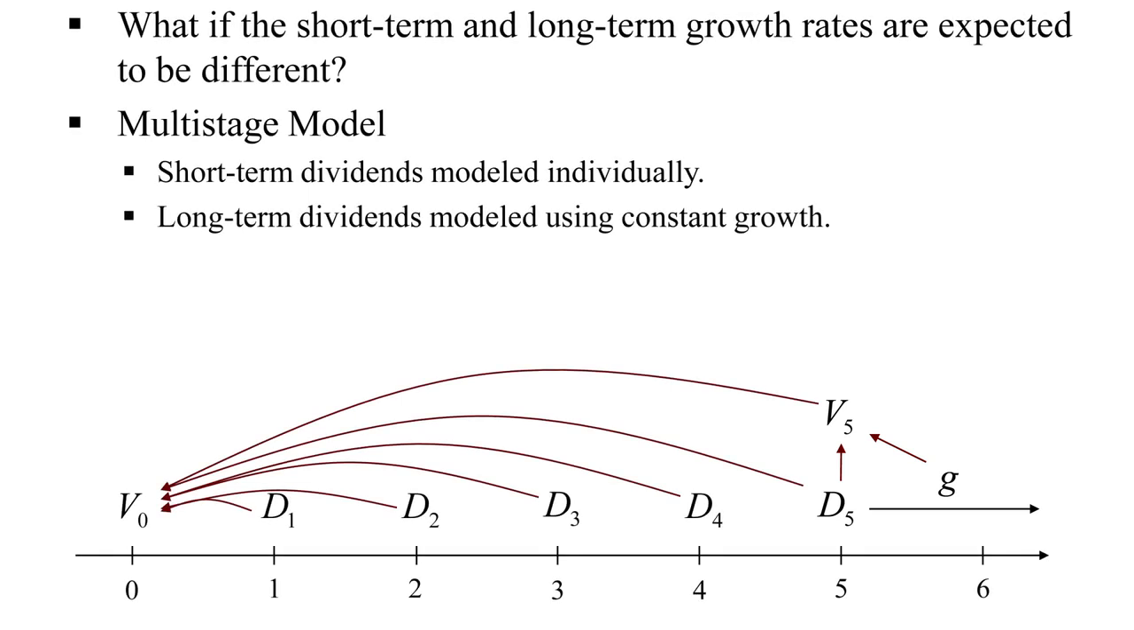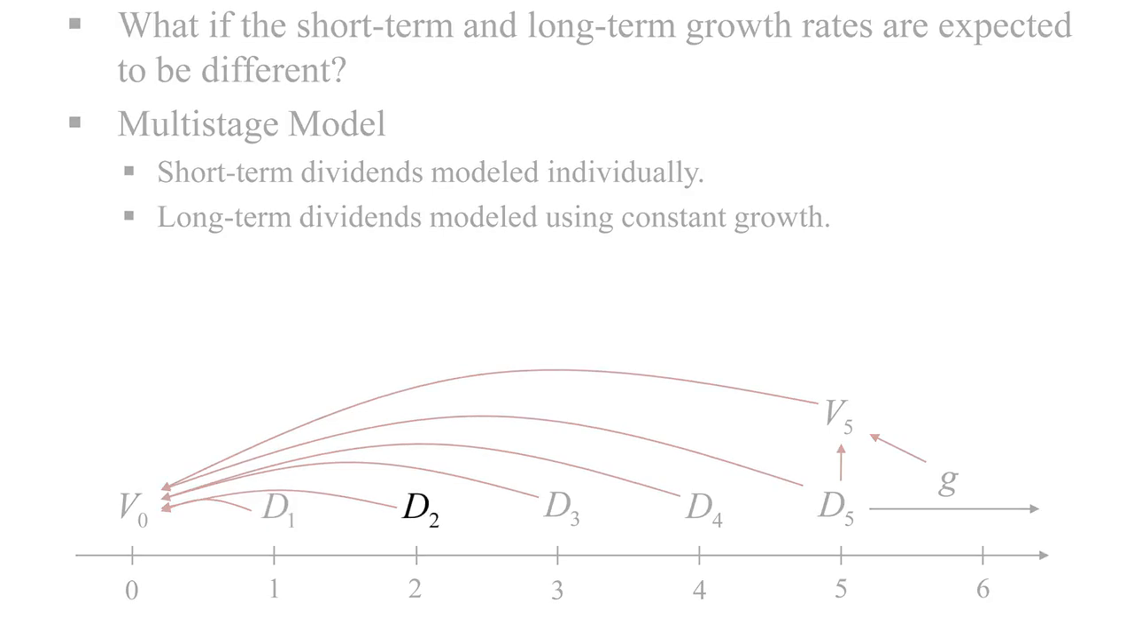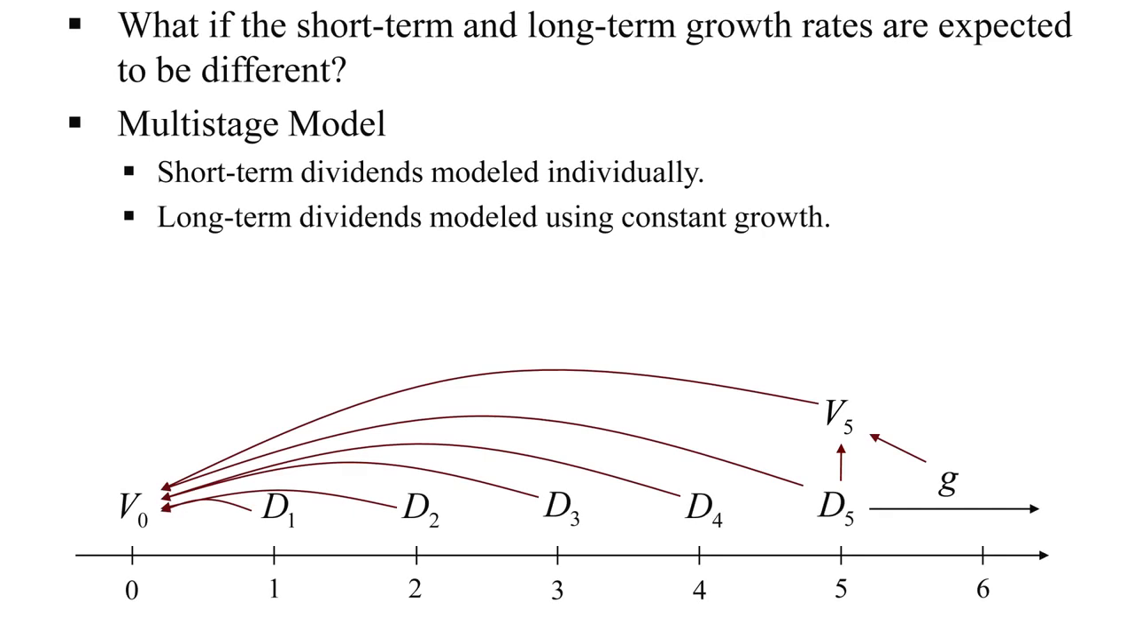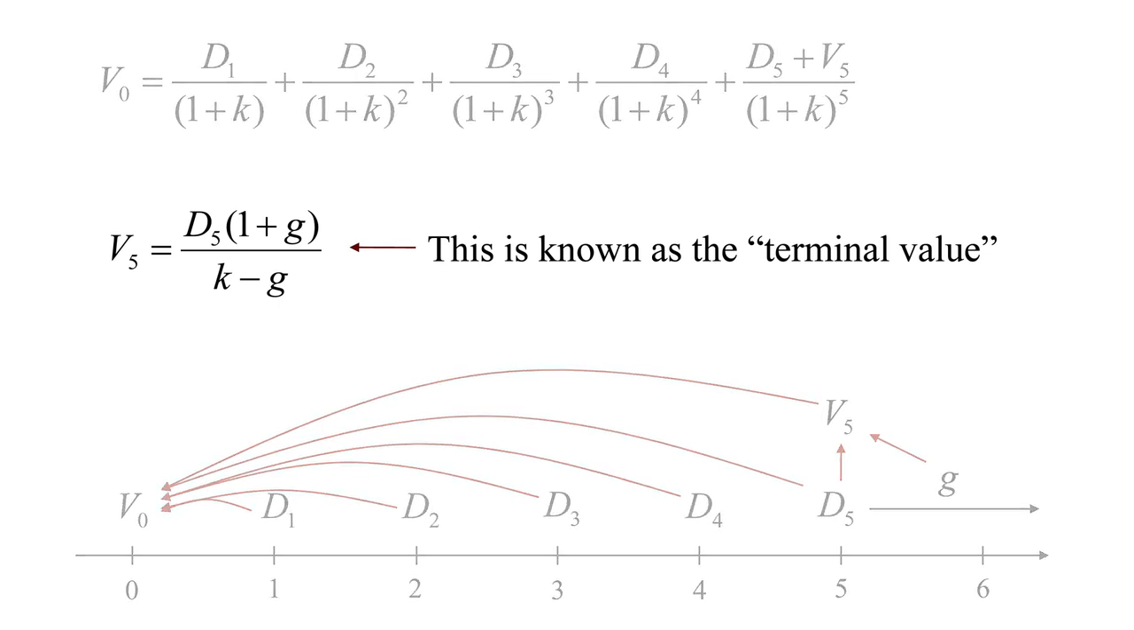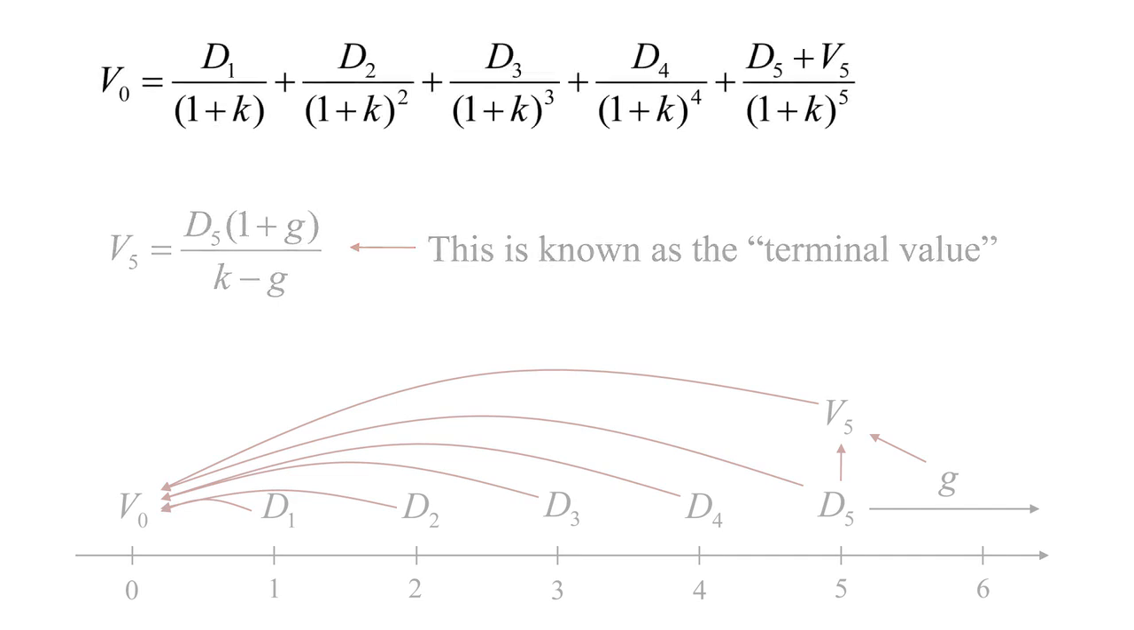So now to calculate the value at time 0, it's a simple matter of taking the present value of D1, D2, D3, D4, and D5, and the present value of V5. So the calculation works like this. If we know D1 through D5, we can calculate V5 from the constant growth formula, and the value at time 0 is just the present value of all of those.